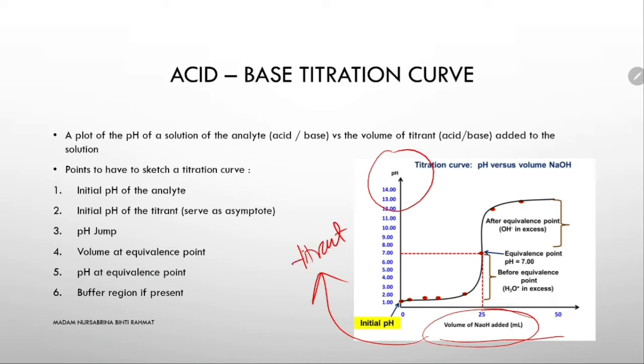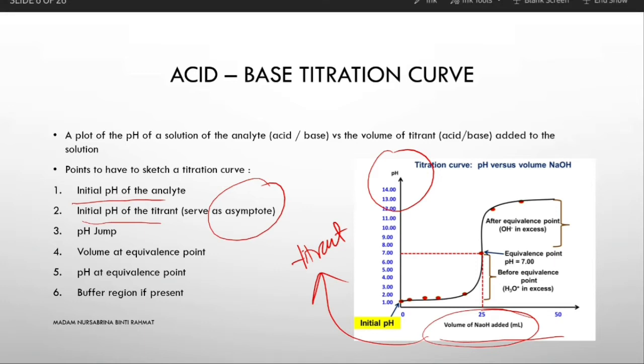To plot your titration curve, you need all of these points. The first one: you need to know the initial pH of your analyte, which you can simply calculate. Secondly, you need to know the initial pH of your titrant, which will serve as an asymptote. What is an asymptote? An asymptote is a straight line that the curve cannot cross. Please revise this in your mathematics, under sketching graphs.